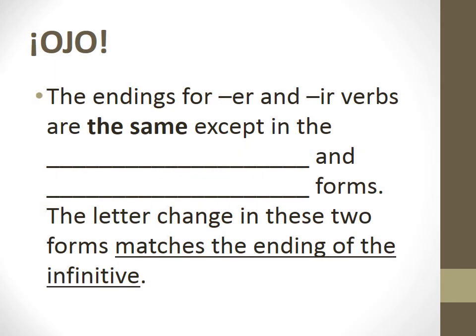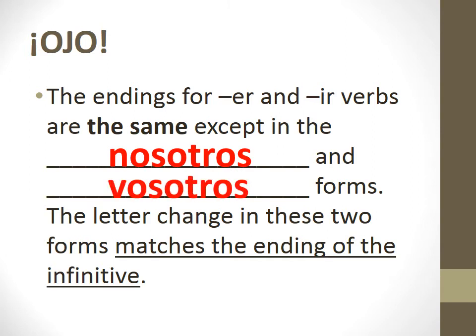Be careful. Endings for ER and IR verbs are exactly the same except in two forms: nosotros and vosotros. Here, the letter matches the ending of the infinitive. Go back on your paper right now and make sure that all of your endings for both boxes are the same except for nosotros and vosotros.